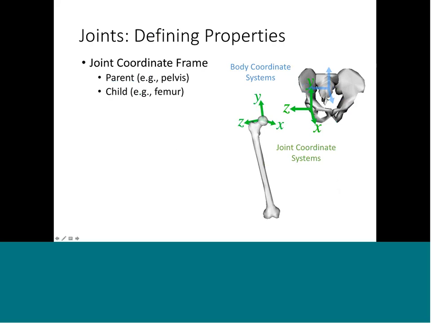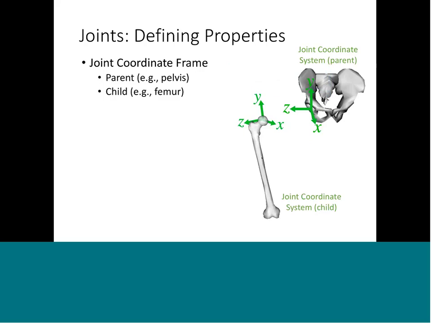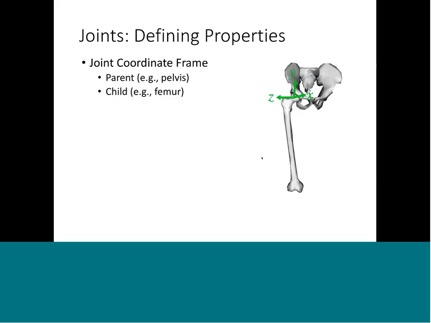So specifically, we have a joint frame on the parent body, in this case, the pelvis, and a child body, for example, the femur. And once we have these, we can bring the two bodies together by aligning the parent and child joint frames as such.